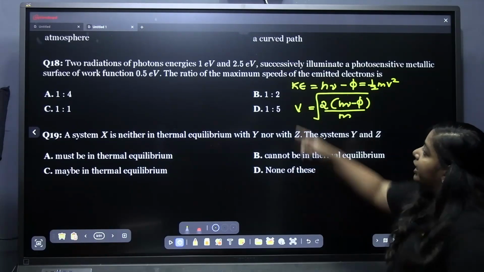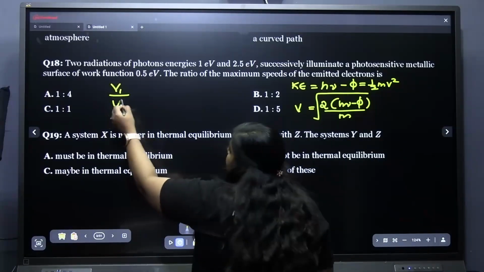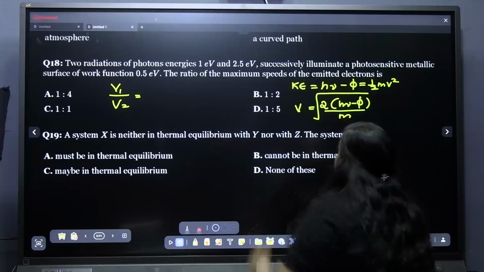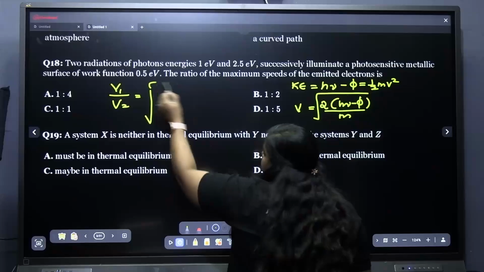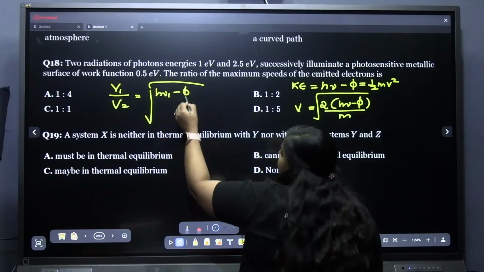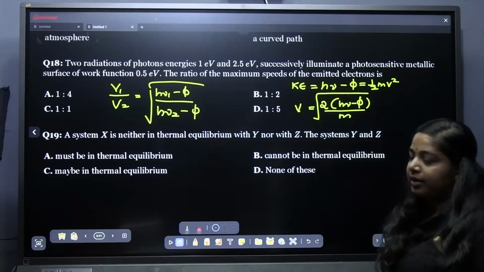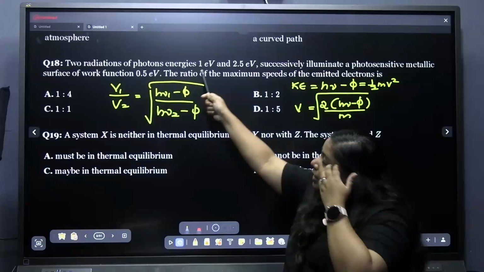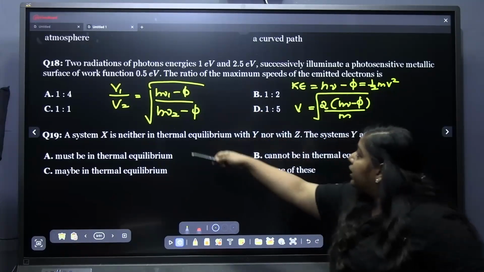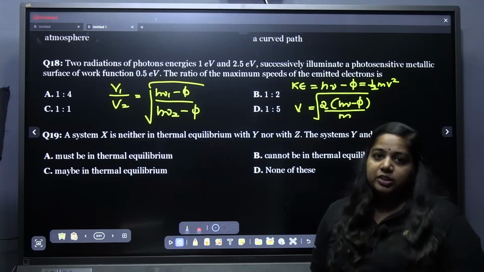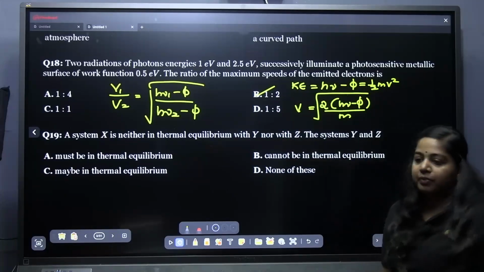Yes, so we want to find the ratio of velocity. So v1 by v2 we have to find. If you substitute, 2 and m will get cancelled. So we will have root of h nu 1 minus phi by h nu 2 minus phi. This h nu 1 and h nu 2 are given, 1 electron volt and 0.5 electron volt. Substitute them. So this will be 0.5 divided by 2, that is 1 by 4. Root of 1 by 4 is equal to 1 by 2. Answer is option B, 1/2.